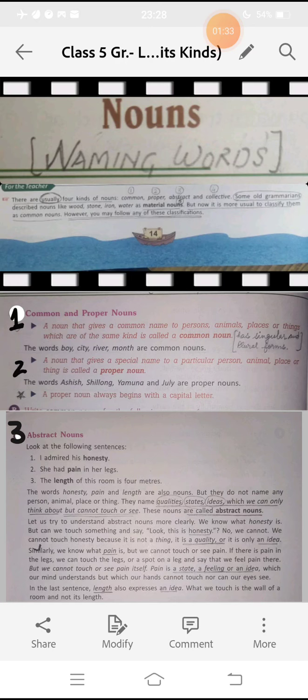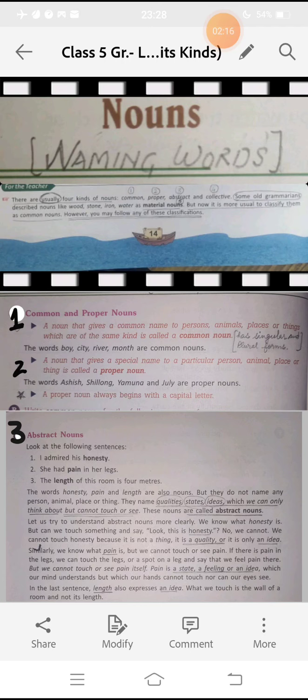So let's start. The first noun type is proper noun. Focus on number 2. A noun that gives a special name to a particular person, animal, place, or thing is called a proper noun. In simple words, a special name or a unique name given to any person, animal, place, or a thing is known as a proper noun. It's proper because it is for that person, that place, that animal, or that thing only.